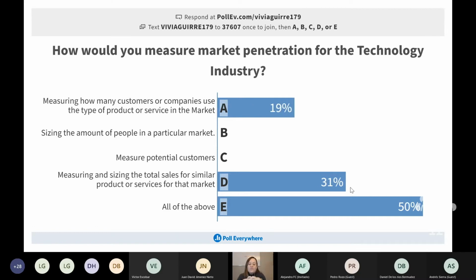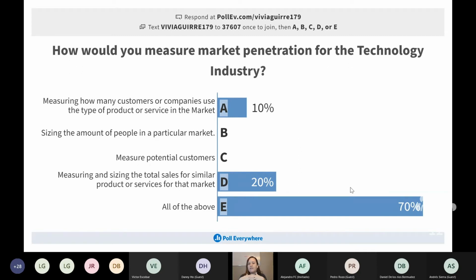So to research your market penetration, you need all of the above, right? You need to measure how companies are using the type of product, like that is consumer behavior. Also, you need to size the amount of people in a particular market, because as I said before, it's not only the companies that are buying your product or service, it's also the users, right? Like how many people are really in Canada, right?